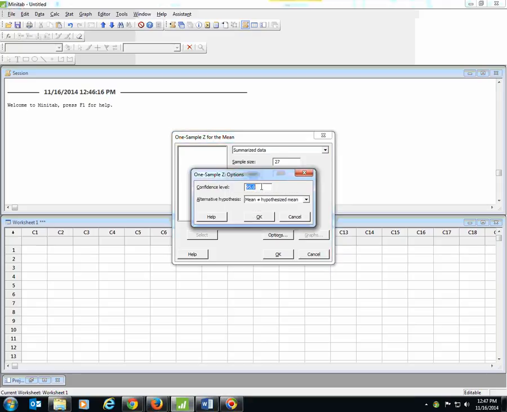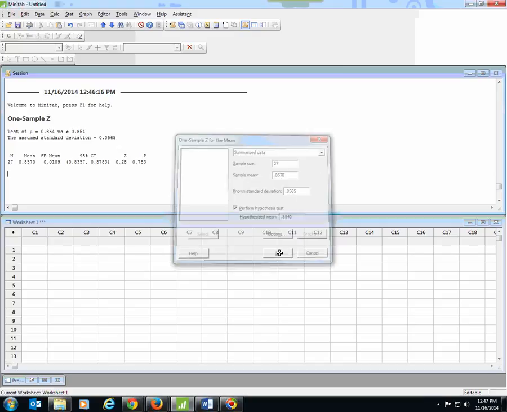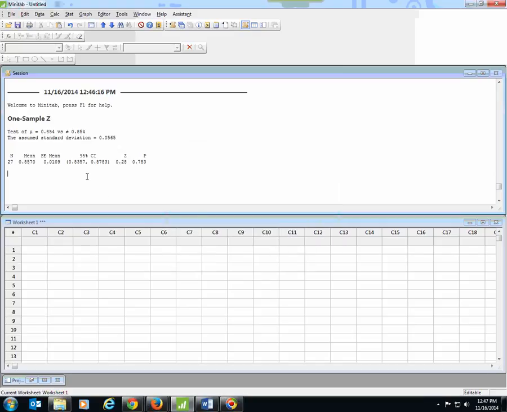Now remember, we already made the point that it's okay to test it at the 95% level. It's a two-tailed test, so we're going to leave it as not equal to. Choose OK, OK, and here we go. There's our z-score. There's our p-value, our confidence interval.